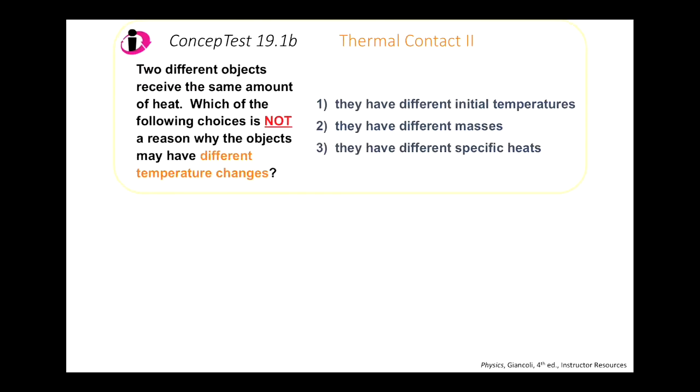How about this one? Two different objects receive the same amount of heat, so Q is the same, which is not a reason why they may end up having different delta T's or different temperature changes.